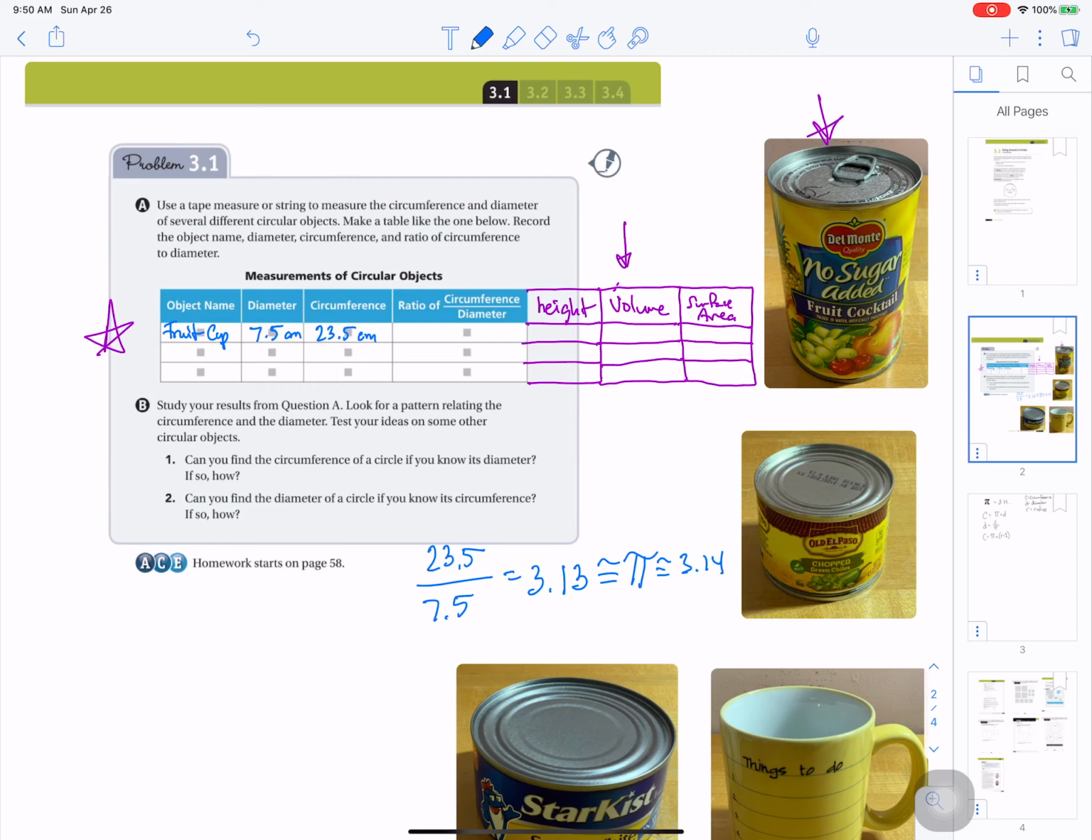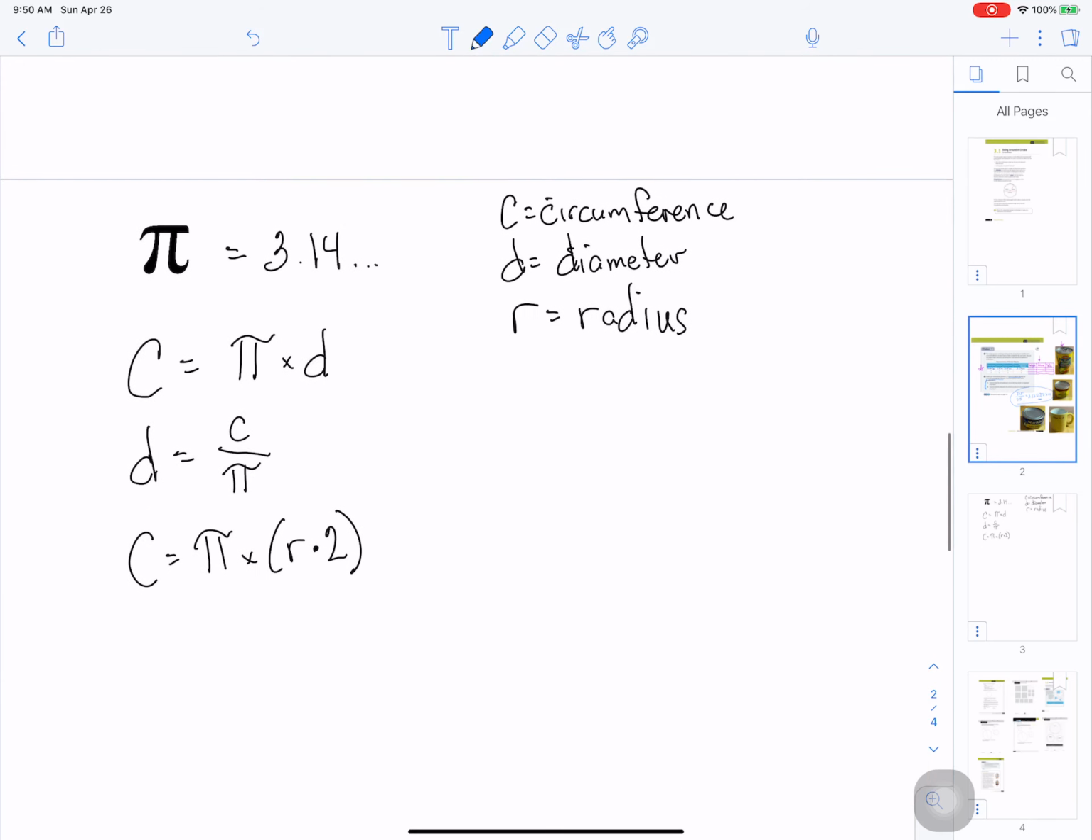So I'd like you to show all of this measuring work on your paper. You can put your final answer here, but I want you to show your calculations. Now, you're going to be looking for patterns relating the circumference and the diameter. I basically told you the pattern, which is you should be close to pi. Can you find the circumference of a circle if you know its diameter? And can you find the diameter of a circle if you know its circumference? Okay, so let's kind of talk about that.